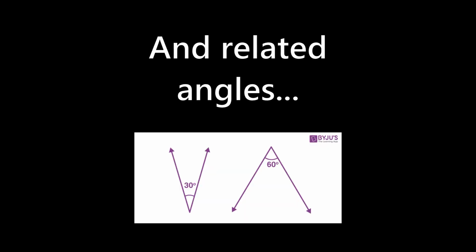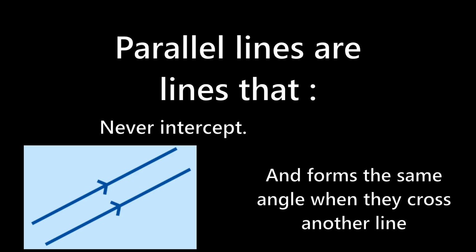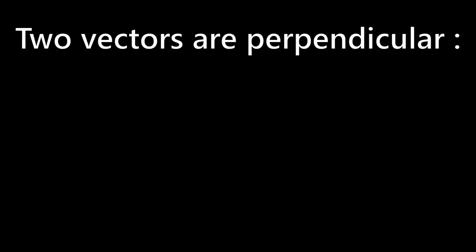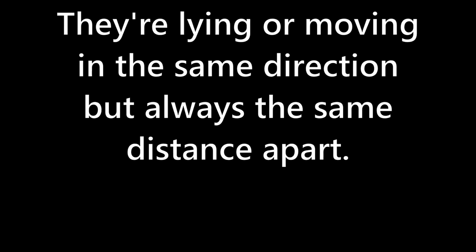10.2 Parallel lines, perpendicular lines, and related angles. Parallel lines are lines that never intersect and they form the same angle when they cross another line. Perpendicular lines intersect at a 90-degree angle, forming a square corner. Two vectors are perpendicular if the angle between them is 90 degrees. They are lying or moving in the same direction, but always the same distance apart.